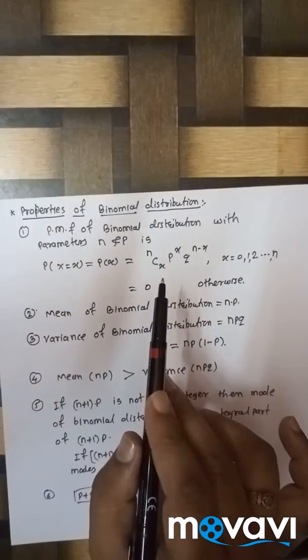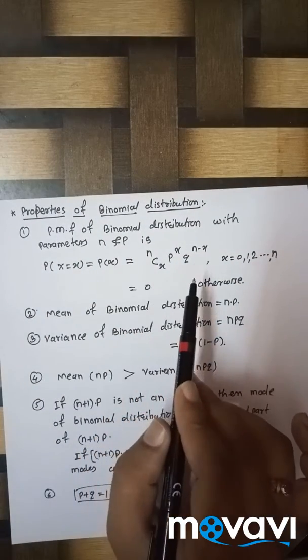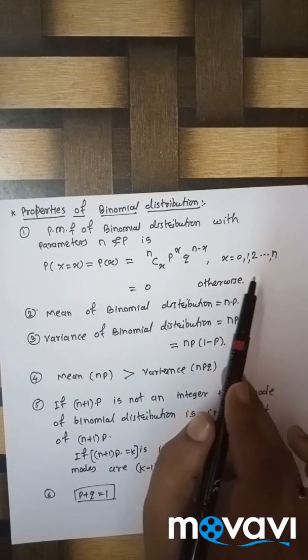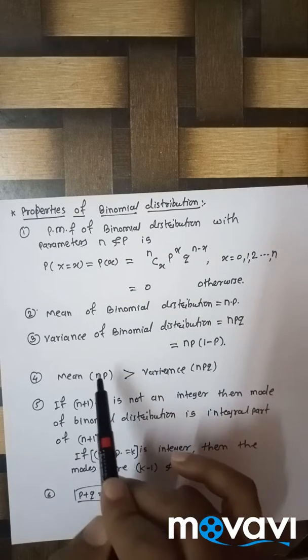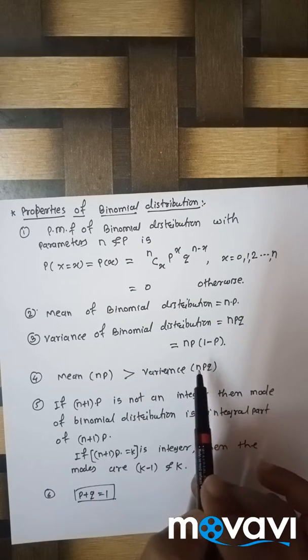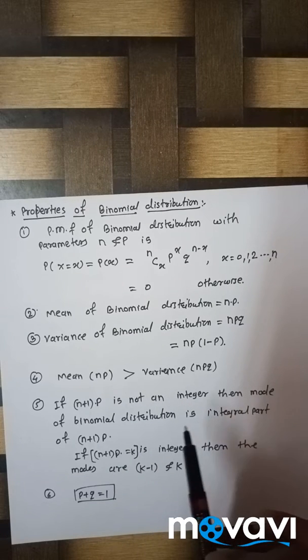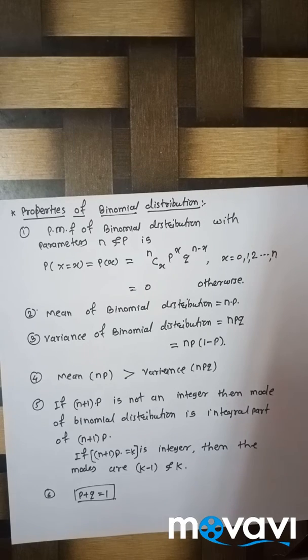As we have discussed, the P.M.F of binomial distribution is nCx p raised to x q raised to n minus x, if x is 0, 1 up to n, and otherwise 0. Mean of binomial distribution is np, variance is npq, mean is always greater than variance, and p plus q is equal to 1. These are some properties of binomial distribution.